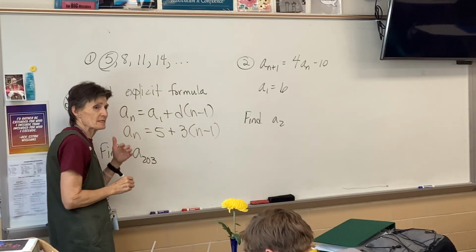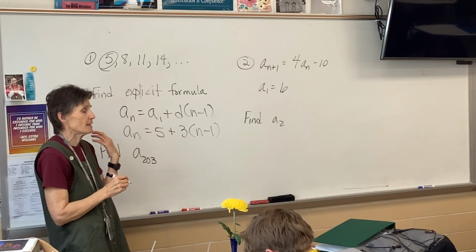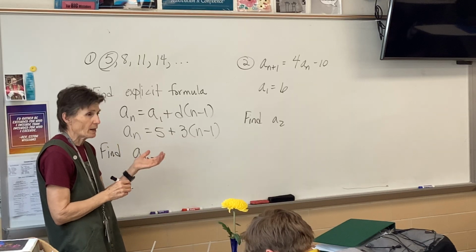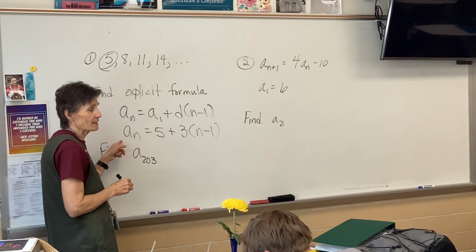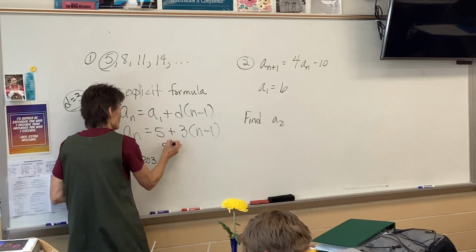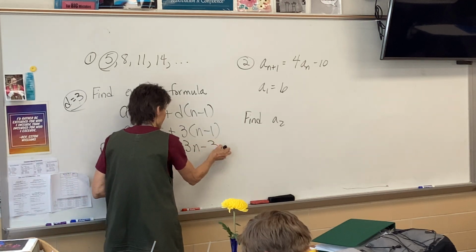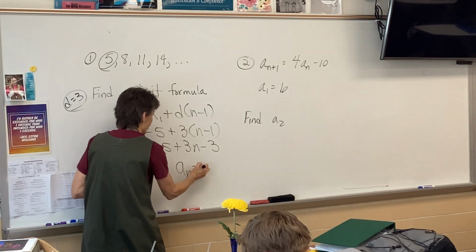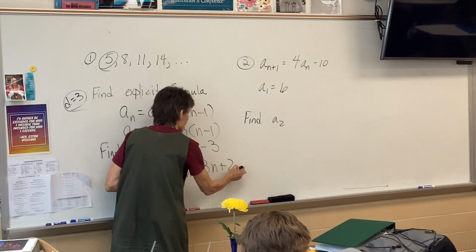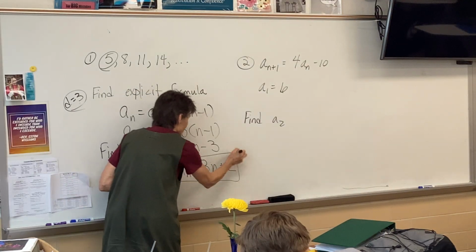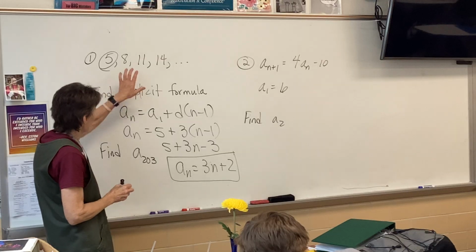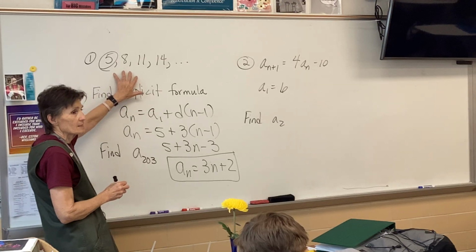And then if there is any kind of simplifying that we can do, we do it. We can simplify in this problem because we have a distributive, and then collect by terms. So there is my explicit formula for that specific sequence.